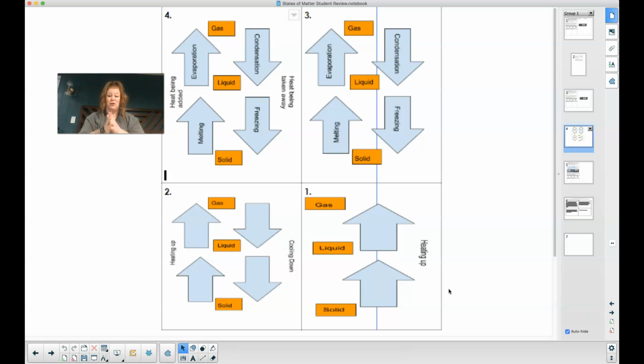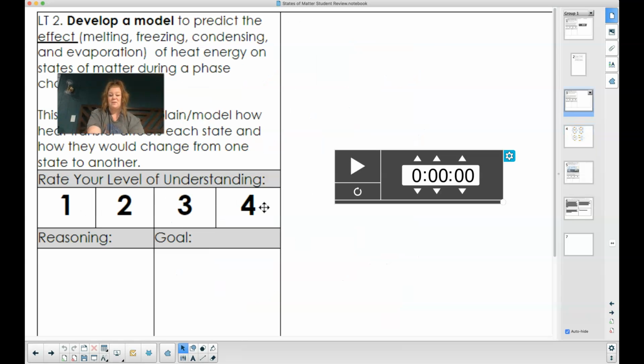So decide which one you are closest to and give yourself a rating here and a reason. Why did you decide you earned that? What did you do? And then your goal, what can you do on the test to make sure that you do your best? Do you need to make sure you talk about the heat energy? Do you need to make sure you use all of the scientific words? Do you need to draw a better model that shows how they go from one to another? So decide what you can do to do your best on our test. So go ahead and finish that one up, and I will see you for part 3.